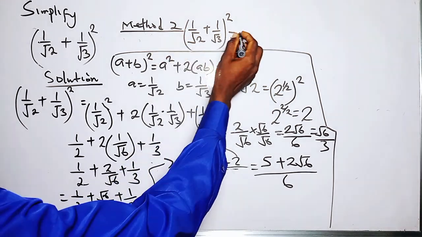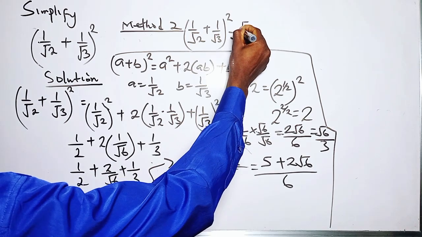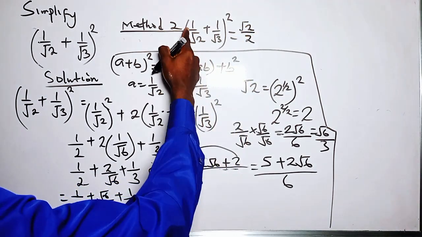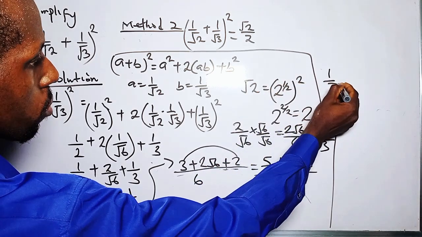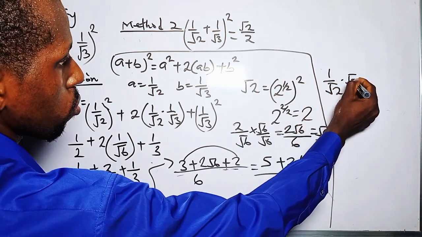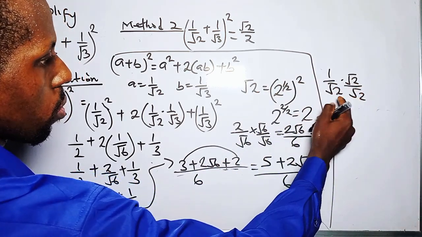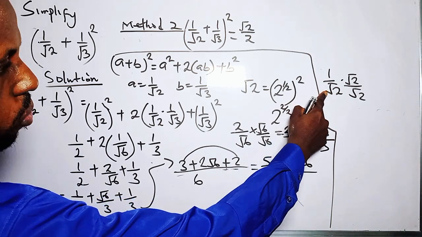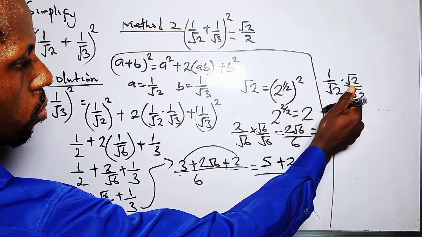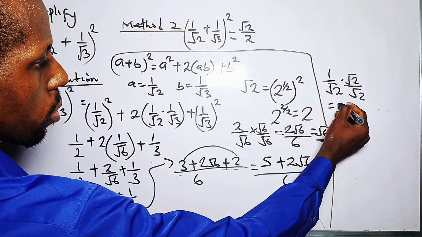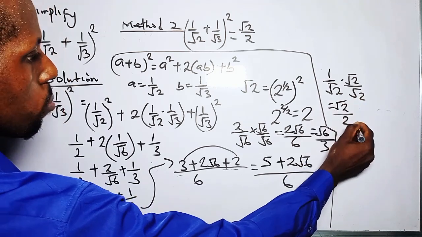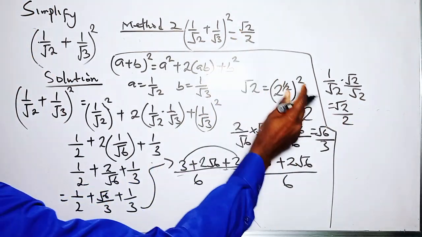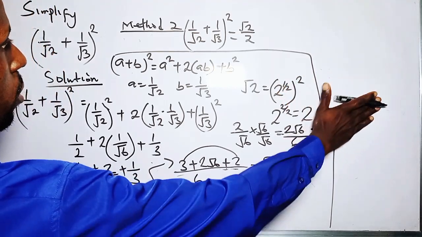For 1 over root 2, we have this as root 2 over 2. We rationalize this. How do we do that? We have 1 over root 2 times root 2 over root 2. We are doing that to eliminate the root in the denominator. So here we have 1 times root 2 is root 2 over, multiplying the same, we make it 2, so we have root 2 over 2. So that is for that.